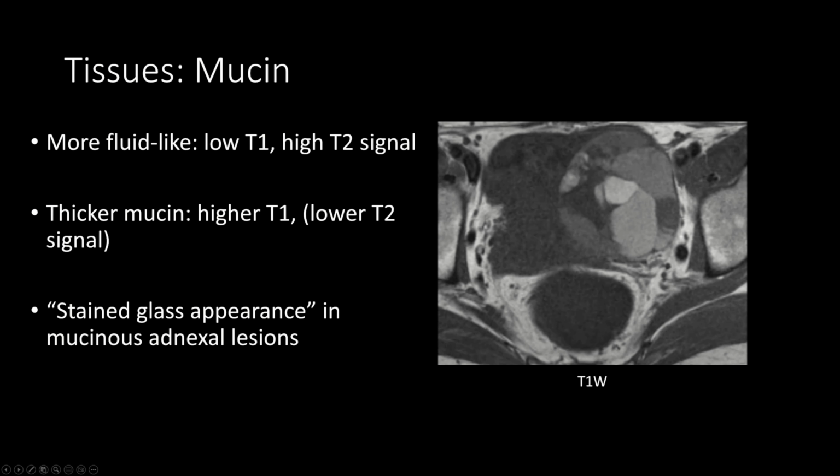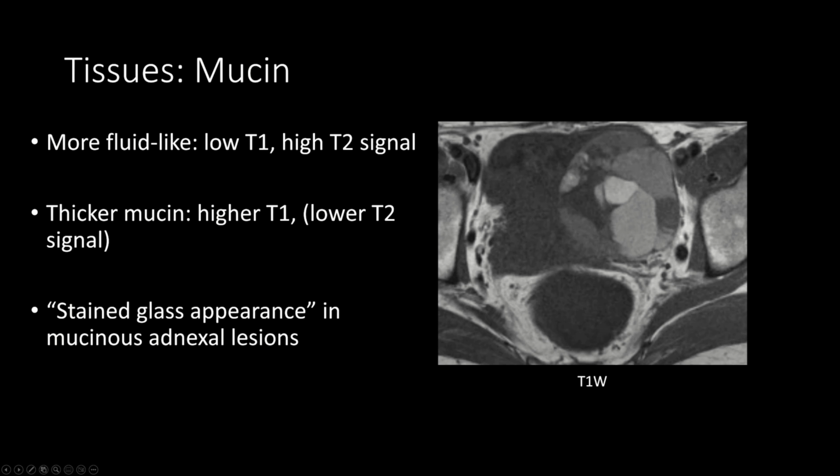Next, mucin. So mucin has a variable signal depending on its composition. This is important in Gyne MRI, of course, because there are mucinous tumors that occur in the pelvis. Mucin can be more fluid-like, so low T1 signal or T1 hypointense and hyperintense on T2 weighted images, closer to simple cystic fluid. But in thicker mucin, certain macromolecules within make it more T1 hyperintense.